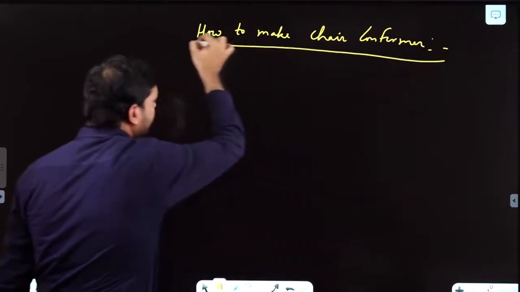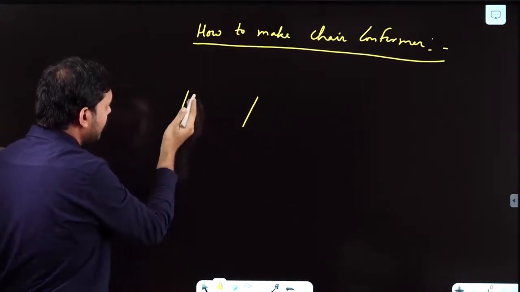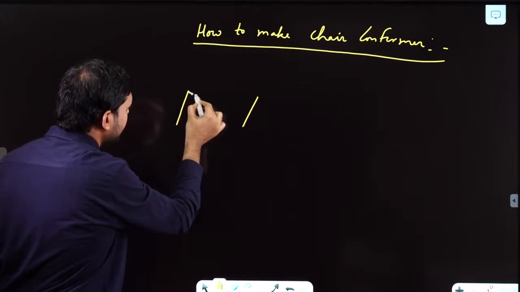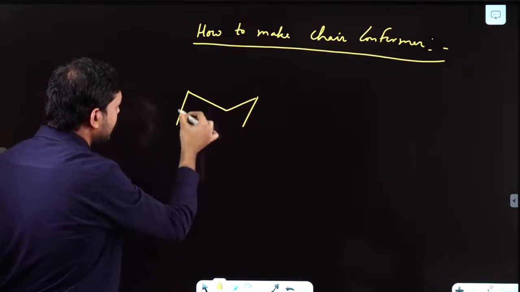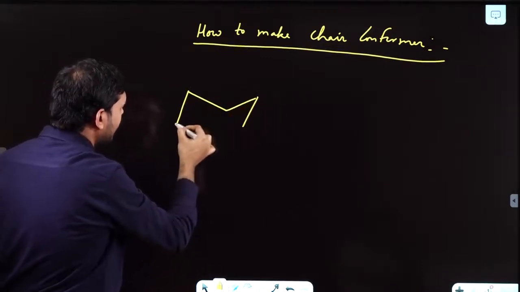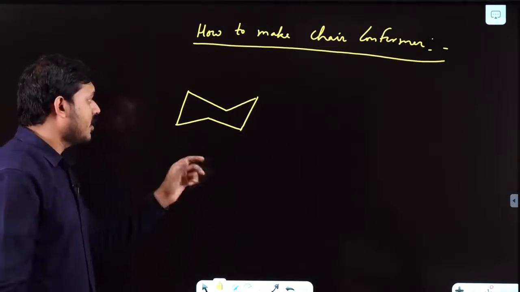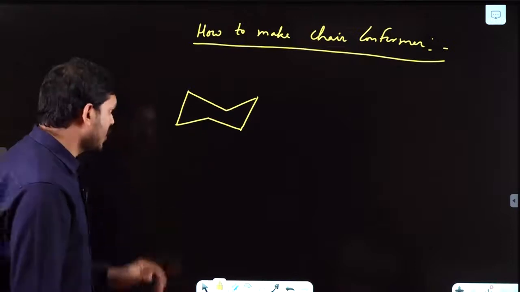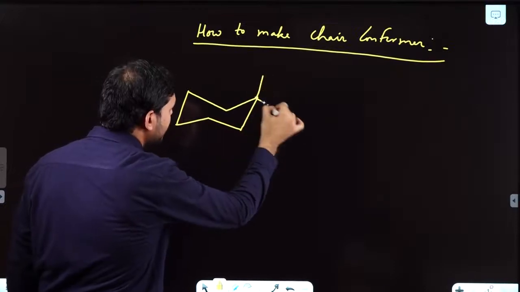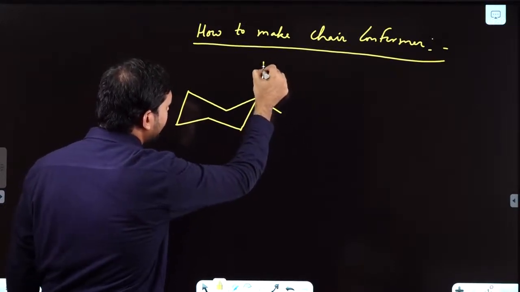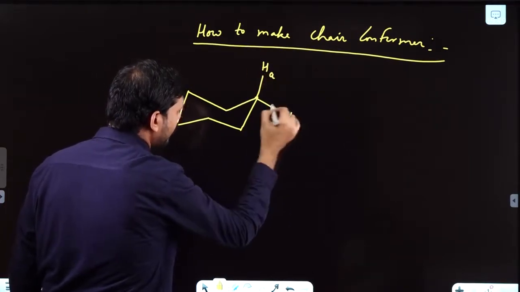Okay, see, first we have to draw two parallel lines a bit bent towards this side. Now this is a bit of a distance and this will be short as compared to this one. Now this is parallel to this one. Again, this line will be parallel to this line and this is parallel to this line. Now simply if you observe this as a chair, one form of chair. Okay, now in this chair form there are two positions, as I already told. This is your hydrogen in axial position and this is your hydrogen in equatorial position.